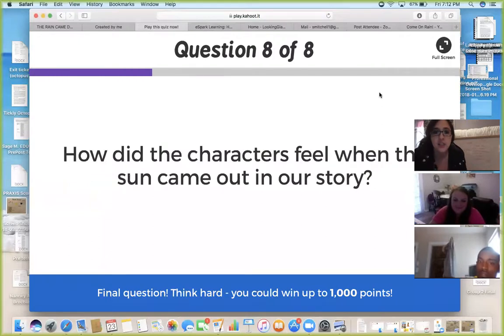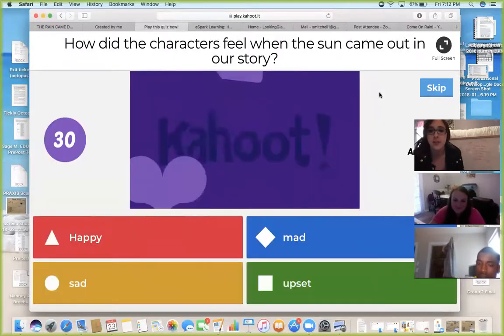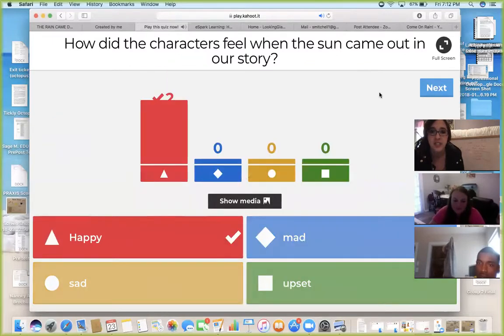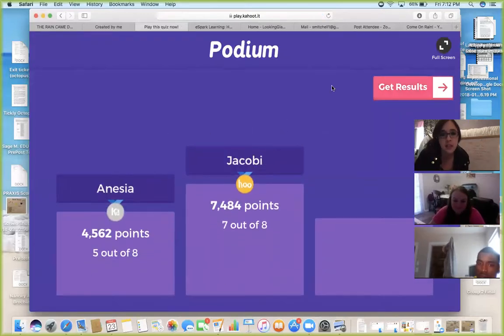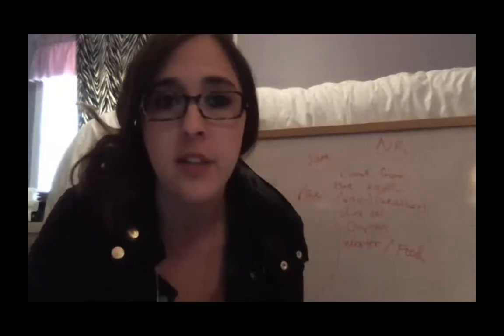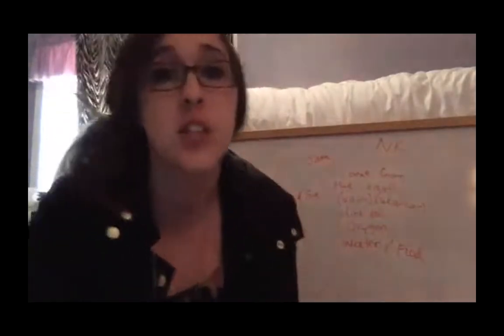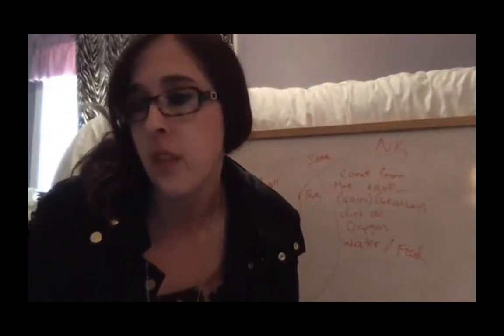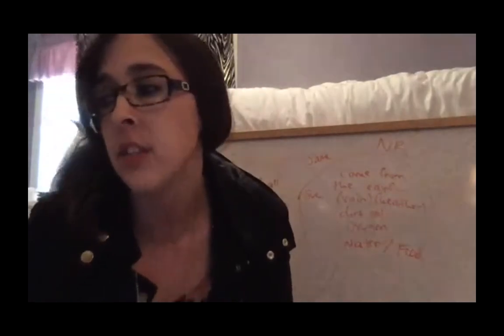How did the characters feel when the sun came out in our story? Happy, sad, mad, or upset? Good job, happy. So we see that rain can impact how we feel, but we need rain, right? Because the rain helps our natural resources grow and provides us food and gives us a water source. Now it is time for us to go into our 3 groups.